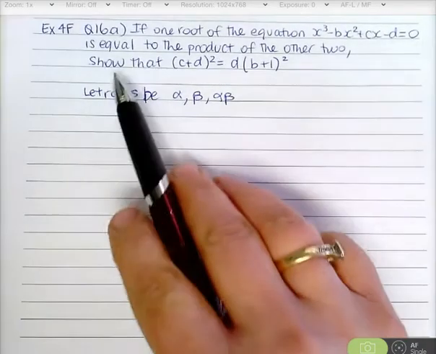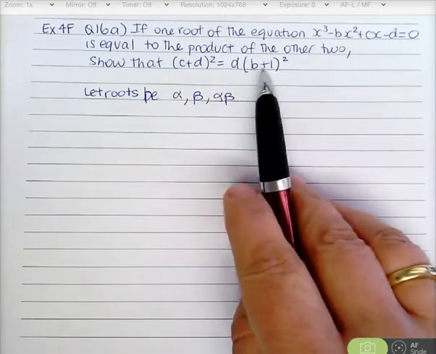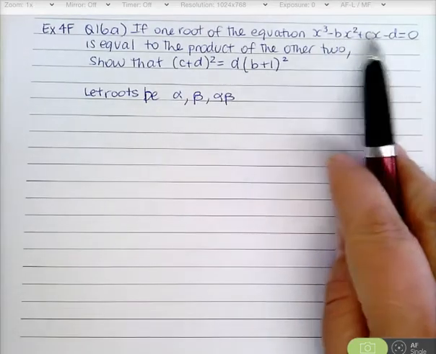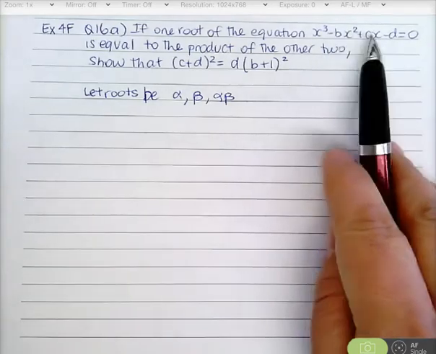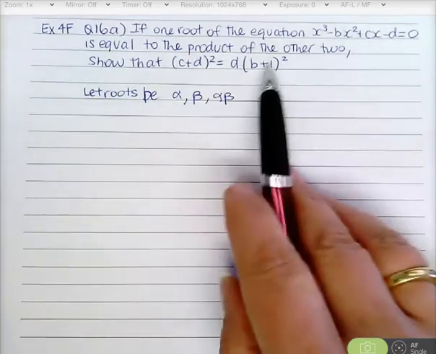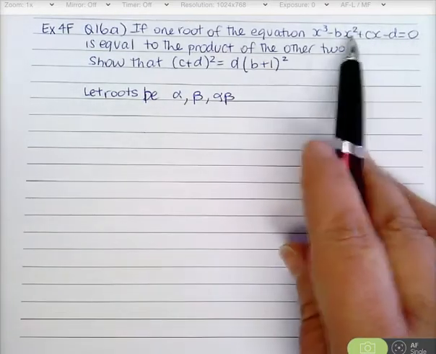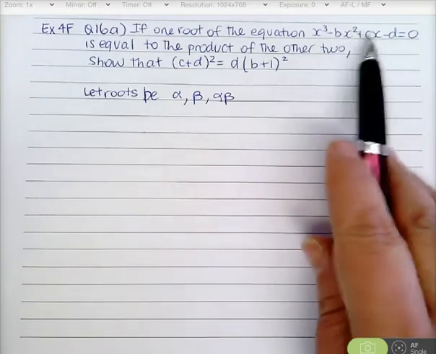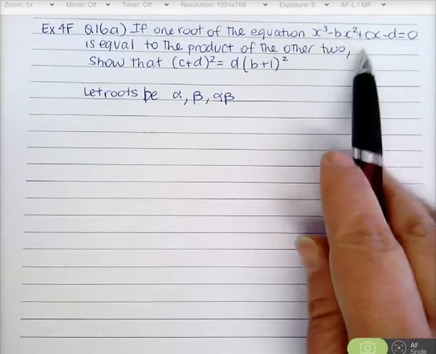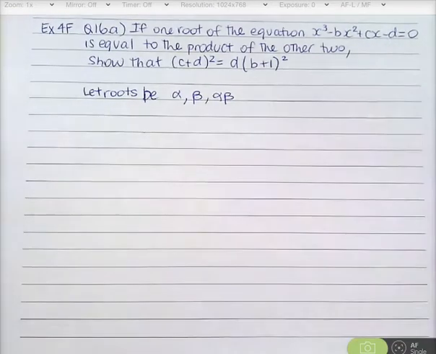So there are our roots, and we have to show this result that (c + d)² is equal to d(b + 1)². Notice that these are the coefficients of x², x, and the constant term here. So we're really going to have to be looking at sums of roots, product of roots. Sum of roots 1 at a time will give us something to do with the b. Sum of roots 2 at a time will give us something to do with the c. And product of roots will incorporate the d into that equation.